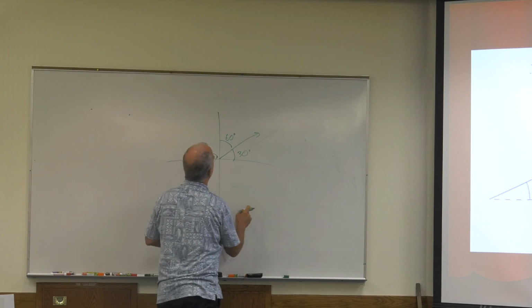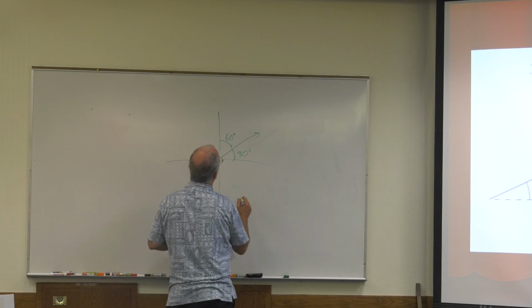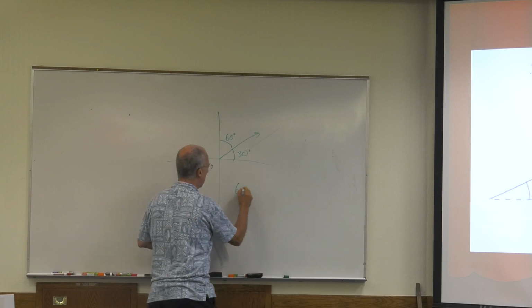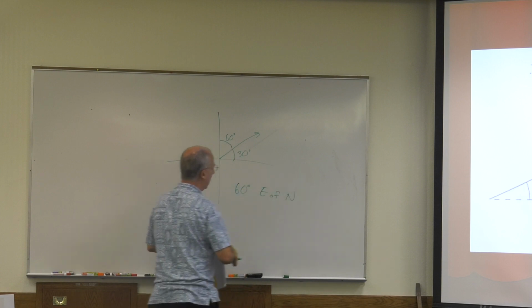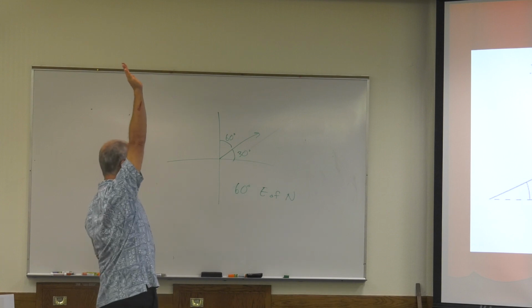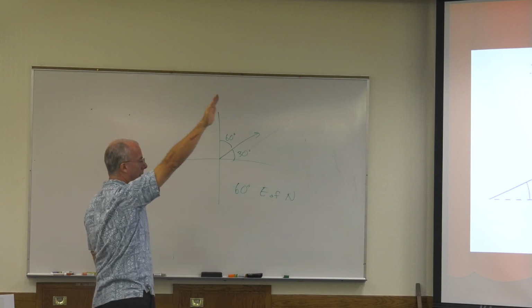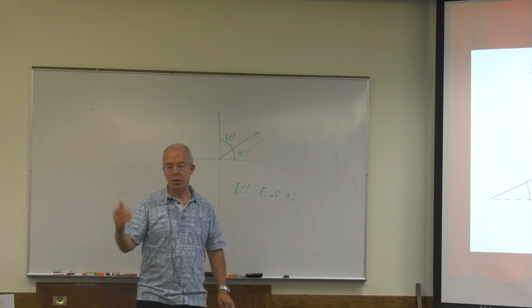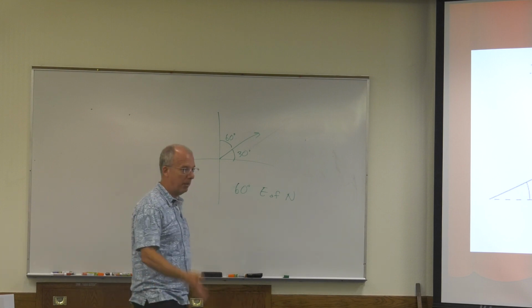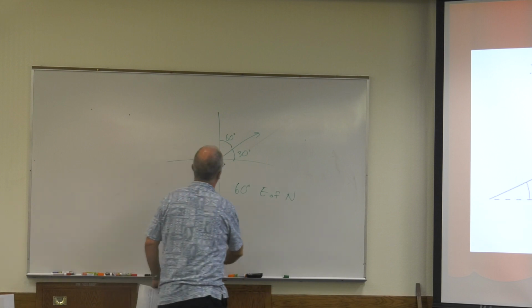So they could also say 60 degrees east of north, right? So there's north, and they go 60 degrees east of it. You'll see that kind of wording when you do your homework problems and maybe your test questions or something like that.